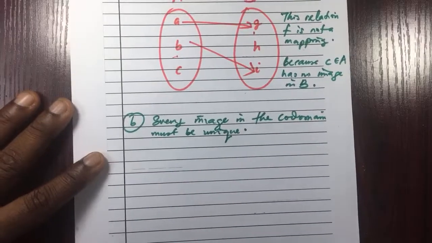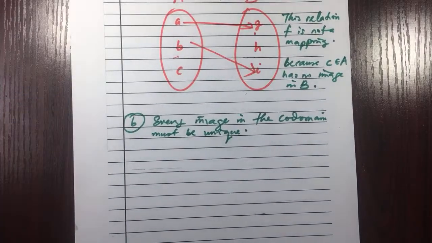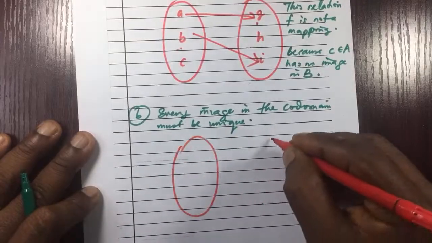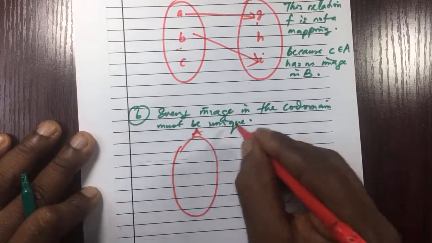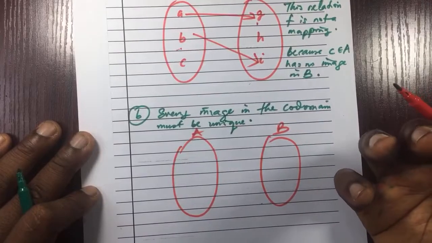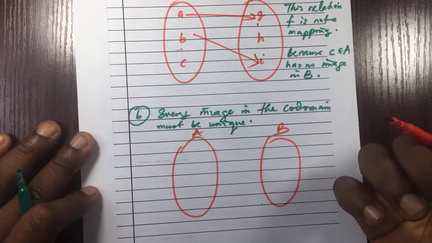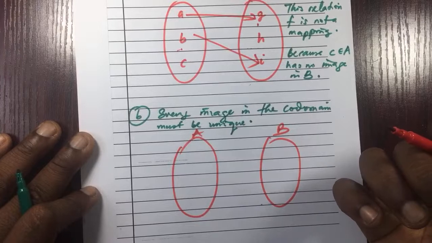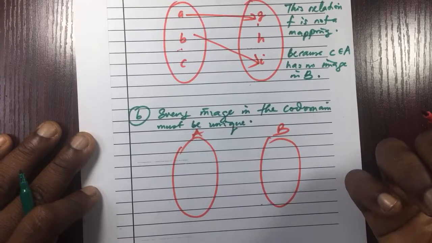Every image in the codomain must be unique. Now, for an image to be unique, what does that mean? For an image to be unique, it simply means that two images cannot be assigned to one element in the domain. Okay?